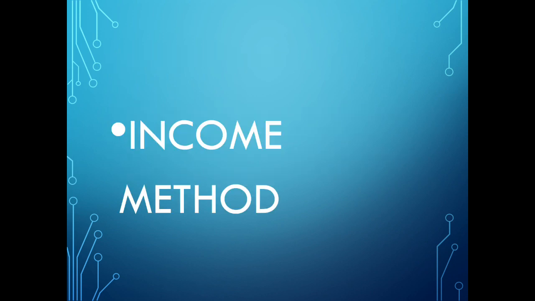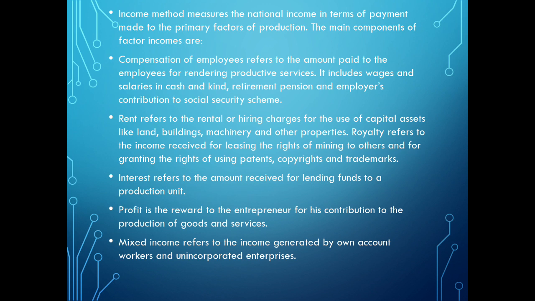The next method is income method. Income method measures the national income in terms of payment made to the primary factors of production. Means when some goods are being produced, then income is being paid to its factors of production. So here under this method we measure the national income as a sum total of the income paid to those factors of production. The main components of factor incomes are: number 1, compensation of employees.